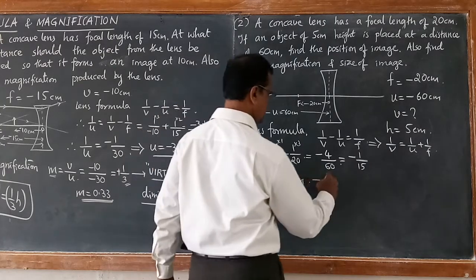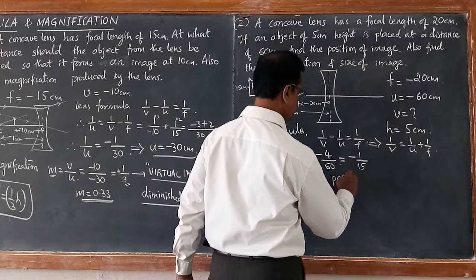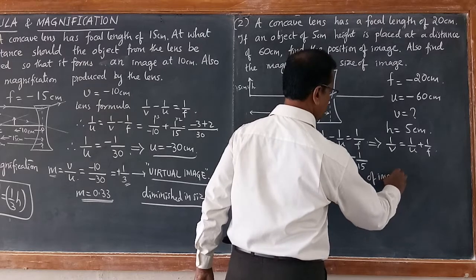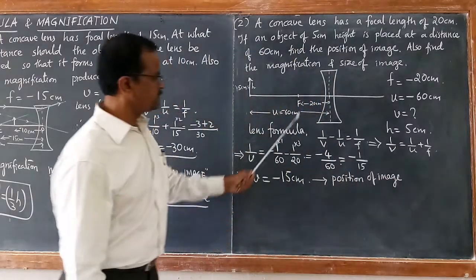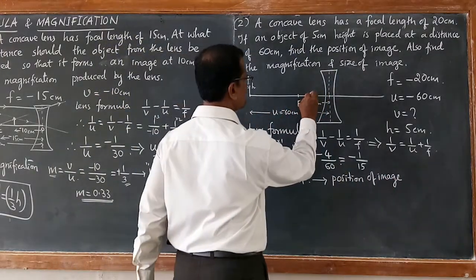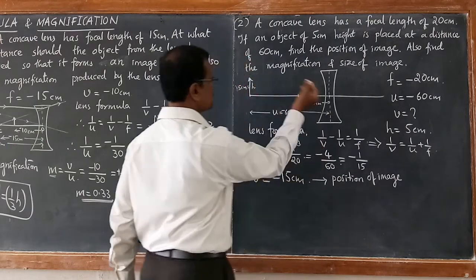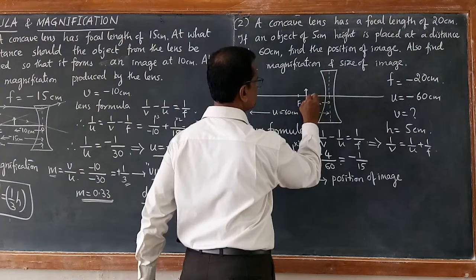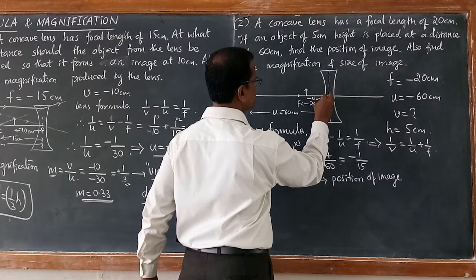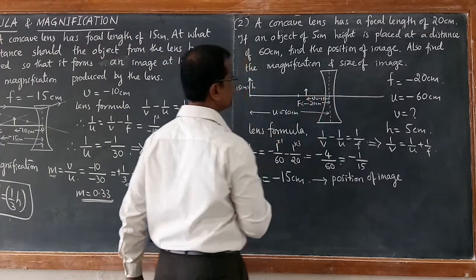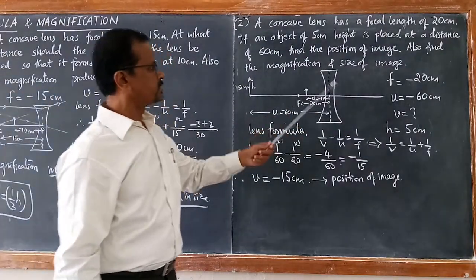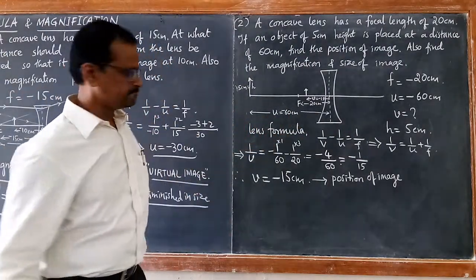So this gives the position of the image. The position of the image, minus 15 centimeter, means on the same side as the object; the image is formed somewhere here. It is just like the similar problem which we have solved here. Here v equals minus 15 centimeter. Okay, next question is to calculate the size of the image and magnification.